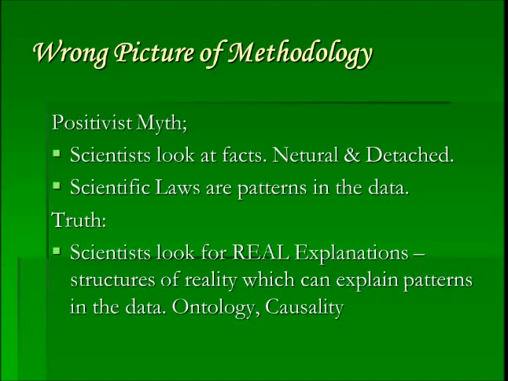Scientists are looking for explanation. They're not looking for patterns, they're looking for the why. Why is this pattern there? The earth goes around the sun in an ellipse, but why does it go around? Well, that's because if there is a force of gravitation, it would cause elliptical motion. So from the pattern, they deduce the existence of reality.